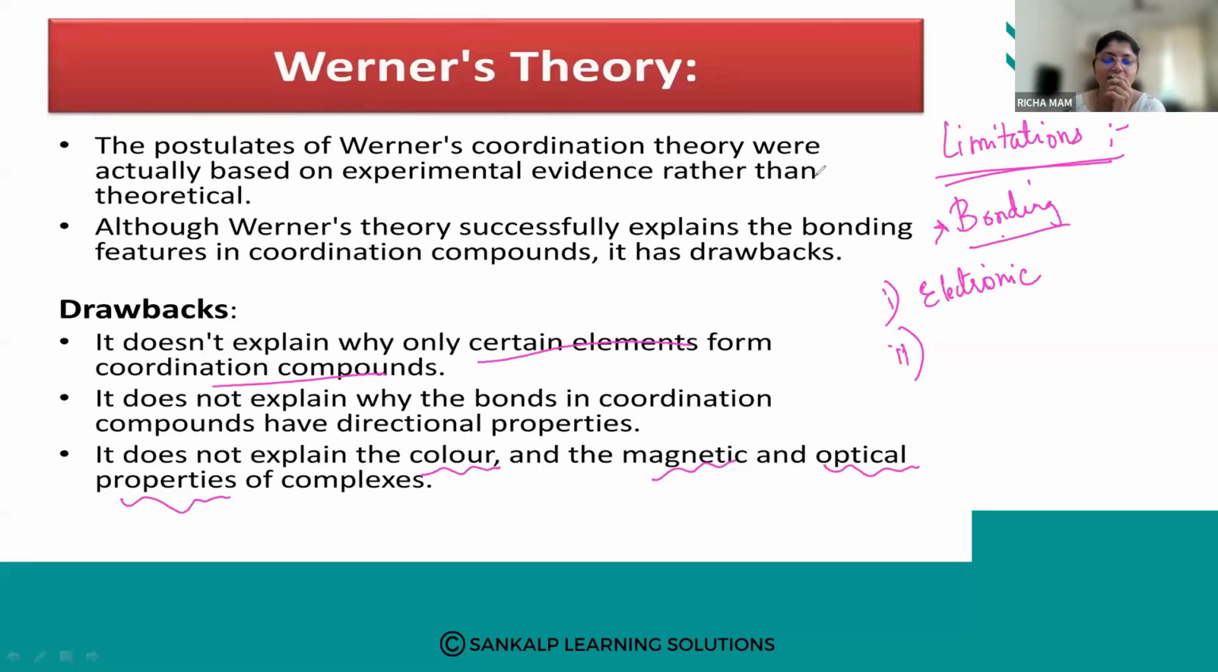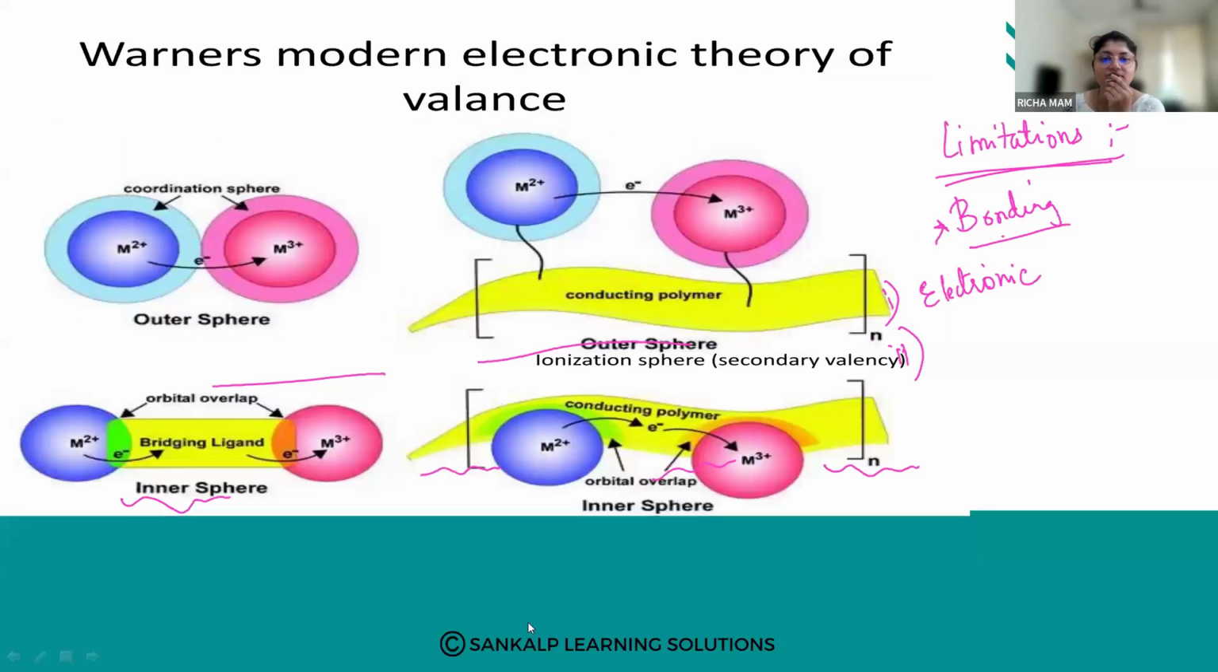So these were the drawbacks of Werner's theory. He could not explain the electronic structure, the electronic interpretation in the formation of complex ion. He could not explain why the secondary valencies are directional, or why only certain elements can form coordination compounds. He could not explain the color, magnetic property and optical properties of the complexes, and how the ligands can satisfy both primary as well as secondary valency simultaneously. So these things he could not explain, and because of this it gave rise to the modern electronic theory of valence.